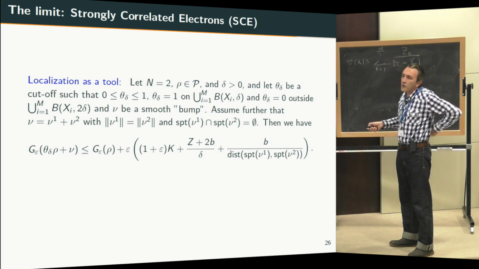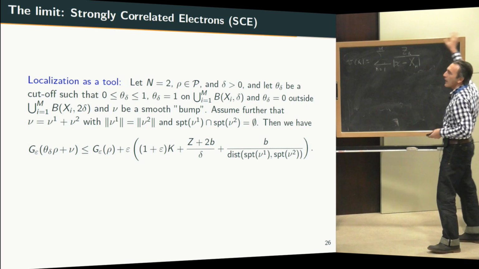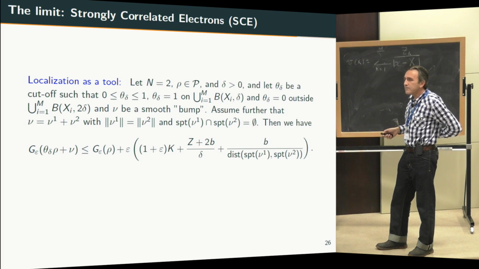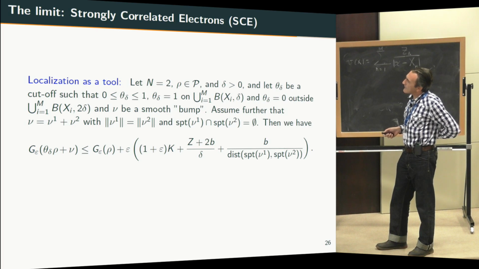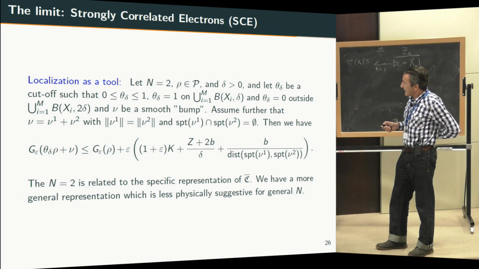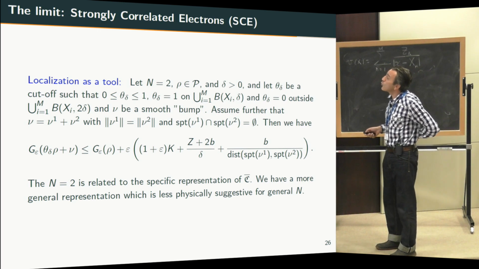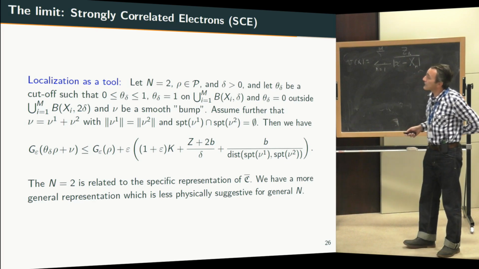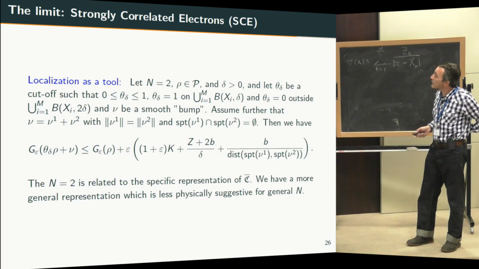You add the nu. Nu is just something far away. You add the two balls somewhere far away, and you want to know how much you perturb the energy. Well, okay. We know that it's perturbed by epsilon times this strange constant. This is constant in some sense. Well, there is another epsilon here, but actually you can control everything by a constant, which takes some time to work out explicitly. And the fact that I'm assuming that n is equal to 2 is related to the specific representation of C bar I'm using. We have a more general representation which is less suggestive from a physical point of view for a general n.